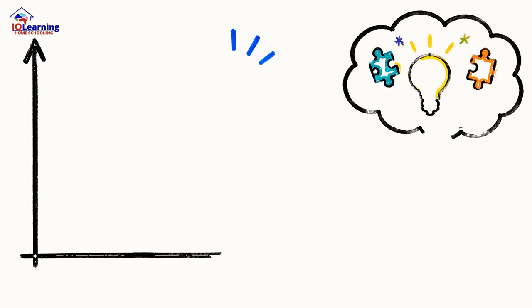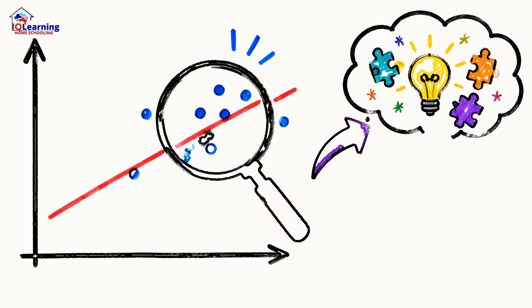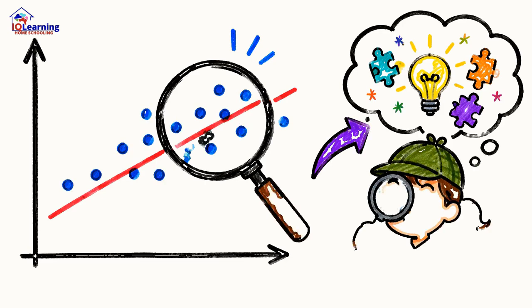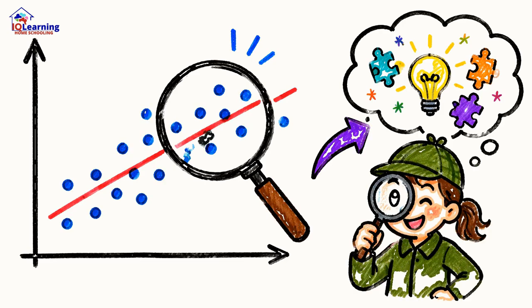So, a scatter plot does more than connect dots. It reveals hidden relationships and, more importantly, teaches us to look for the real story behind the numbers.